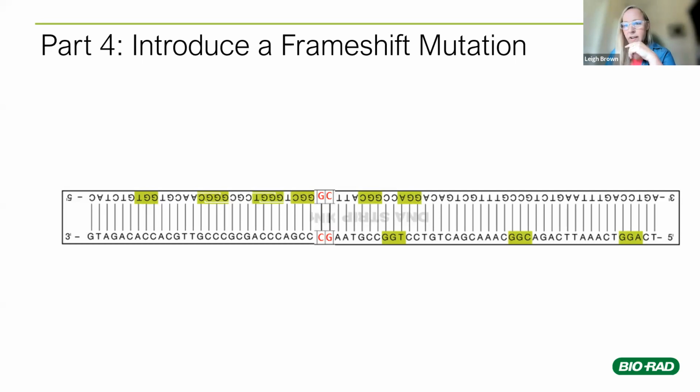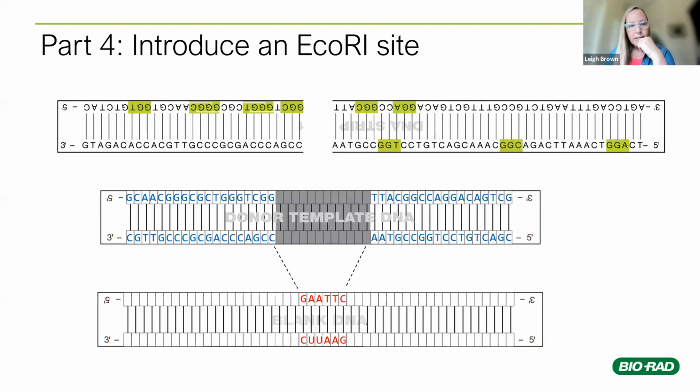Any questions on that? I think the directions on this are a little bit confusing, so hopefully this helps clear it up. Let's look at one more example. So here's the same one, and now we're looking at adding an EcoRI site, GAATTC. We're just going to add that in. Again, the homology arms are the same in this case.